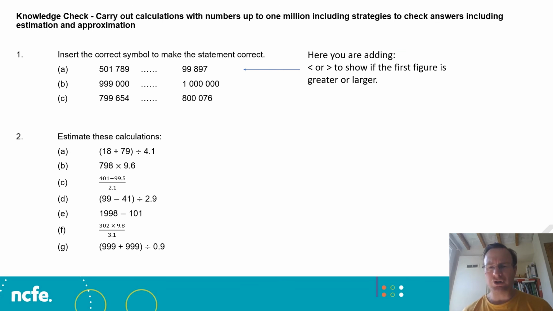So your knowledge check questions are here. I would suggest you either pause the presentation or use the sheets that you have access to. Complete them either on the sheet that you've been given and print and send, or complete on a fresh sheet of paper and prepare to send as well. So here they are. There's just two groups. In part 1, you're using the greater than or less than symbol. And then in part 2, I want you to estimate those calculations.